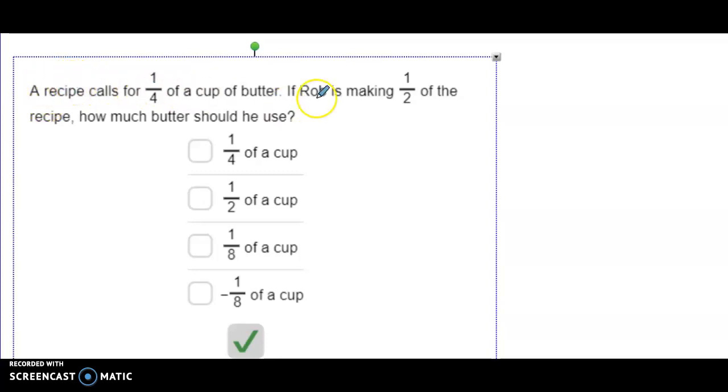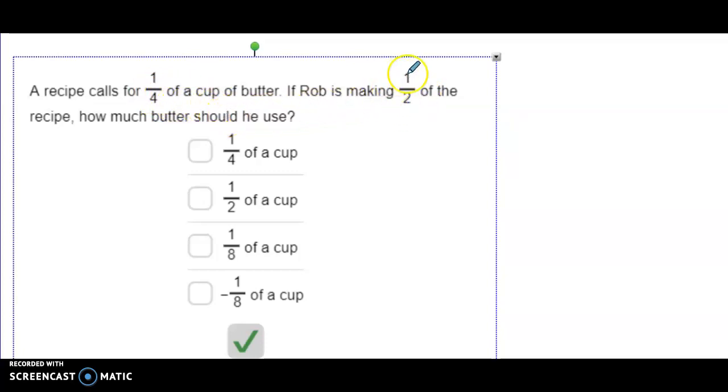So let's say we're making some ginger snap cookies with some cream cheese frosting, and the original recipe says 1/4 cup of butter. And when I'm all done, I'll get 24 cookies, 2 dozen. But I don't want 24 cookies. That's way too many. So I only want 12 cookies, which means I'm cutting the recipe in half.